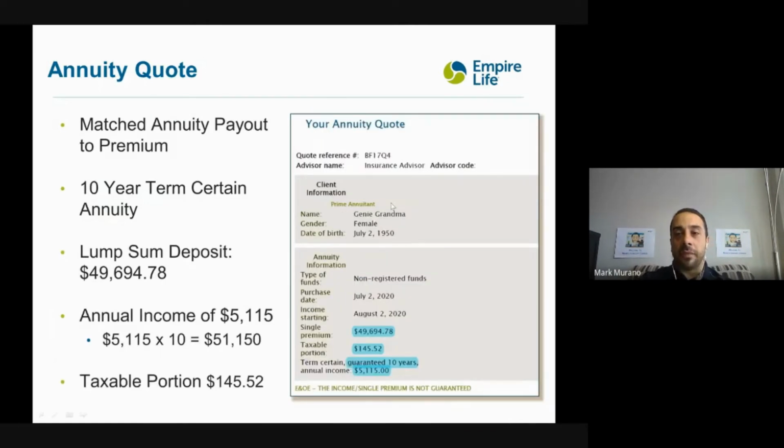And it gives us our annuity quote. I'm going to build one of these quickly in a moment, but I just wanted to show you the steps. So here, in order to fund $5,115 for 10 years, the lump sum deposit now becomes $49,694.78. Instead of paying 10 years of $51,000, they're paying $49,000, let's say $700, with a small bit of taxation. So the annuity now saves them a little bit of money up front by paying it up front versus over the full 10 years.